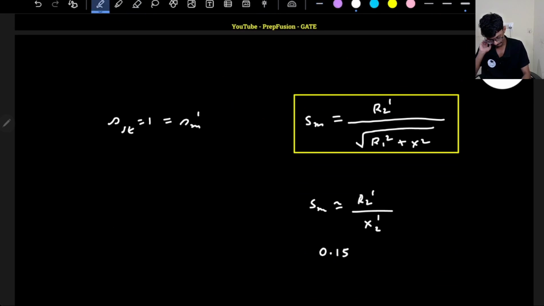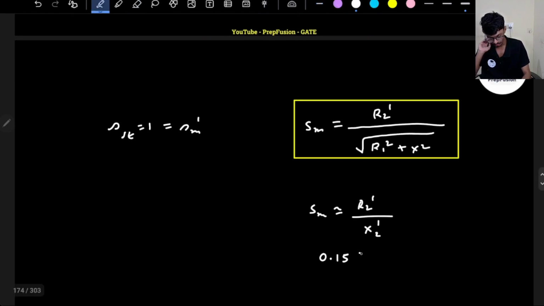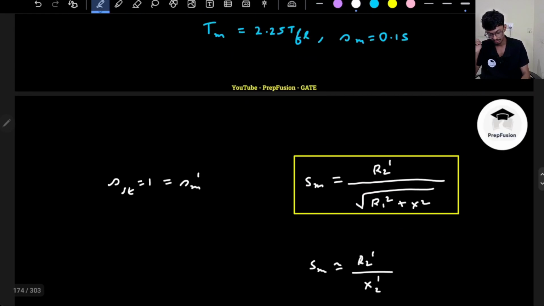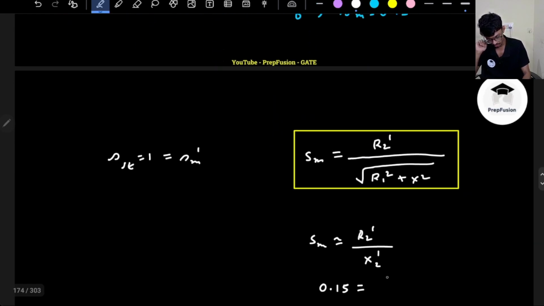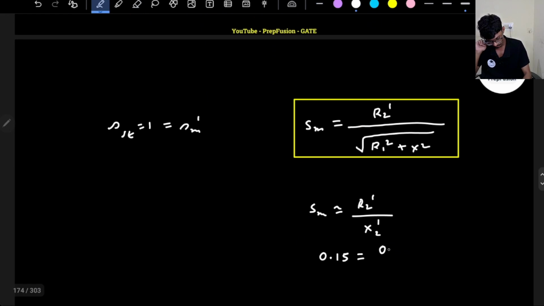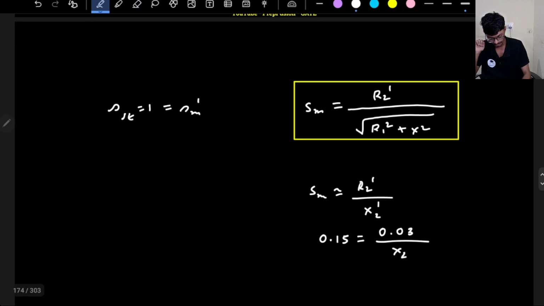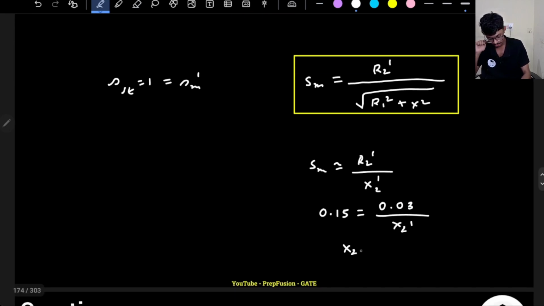So Sm is 0.15, which equals R2 dash, and R2 dash is 0.03, divided by X2 dash. X2 dash is what I have to find out. So X2 dash will be equal to 0.03 divided by 0.15. So this will be 0.2 ohms per phase. Okay, so from here I am able to find it out.